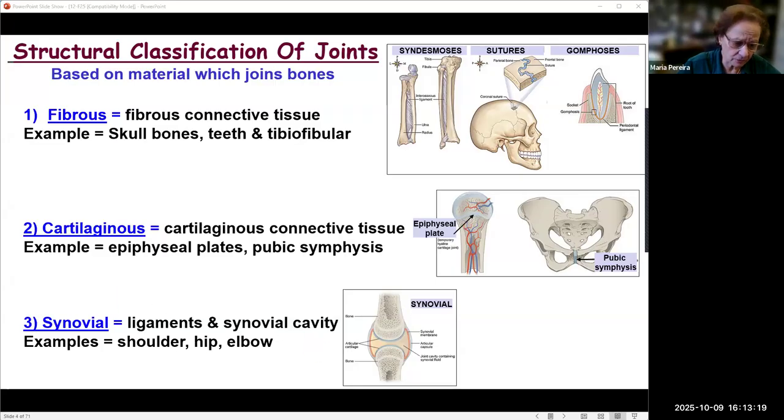Then you have the synovial. So the synovial articulations, they are highly, highly complex. And you have the most important, the shoulder, the hip, and the elbow. And of course, the knee. This is, to me, the most complex of all articulations.